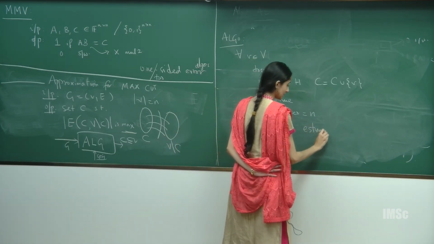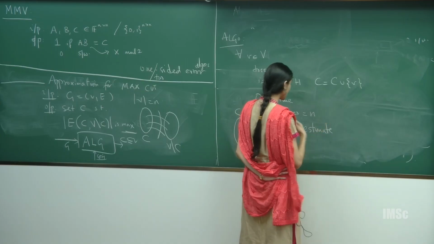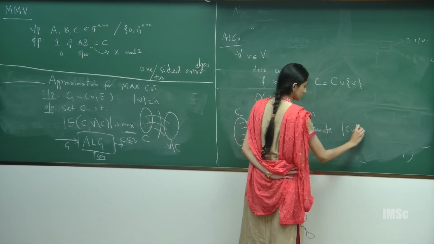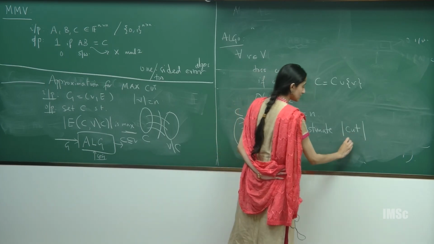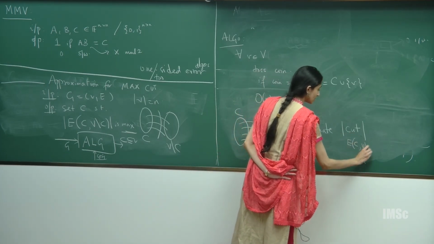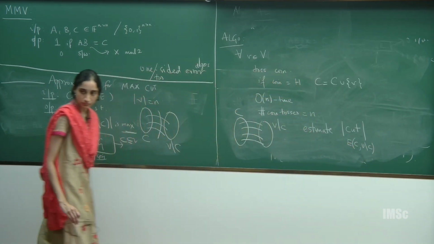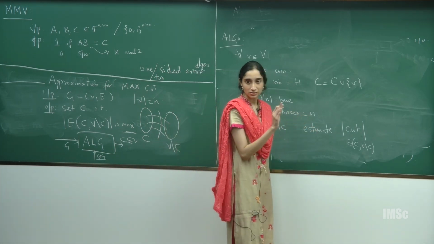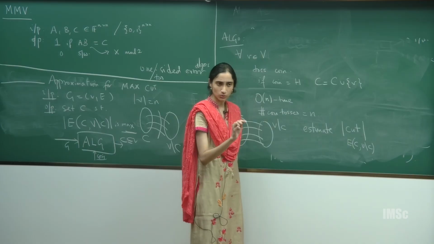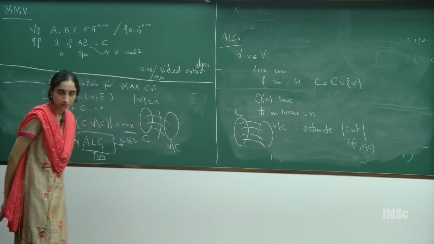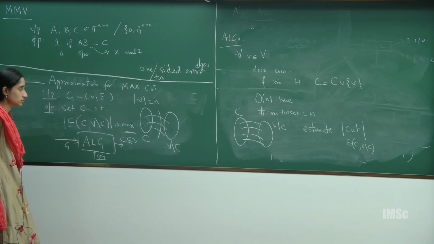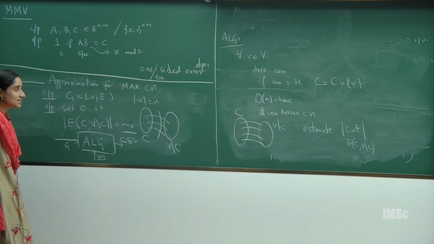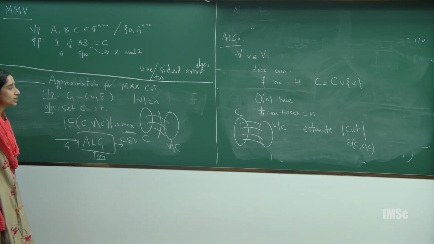If you're seeing it for the first time, it may take some time, but I hope there is some osmosis. You go back and see. So I'll put the size of the cut. It means the number of edges that go between C and V minus C. So what should I estimate? Should I estimate the size of the cut? There is some probability involved, so I cannot say the cut is exactly equal to this. You want to say that the cut size is at least this much. The actual answer would have been M at most. I want to say at least M by 2 edges will be here. Then it is good.